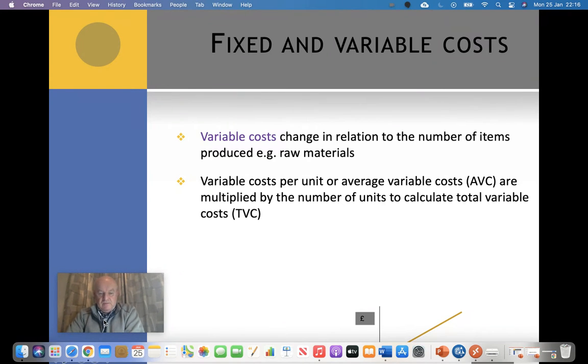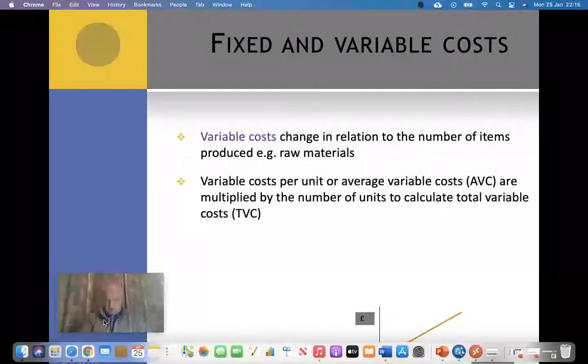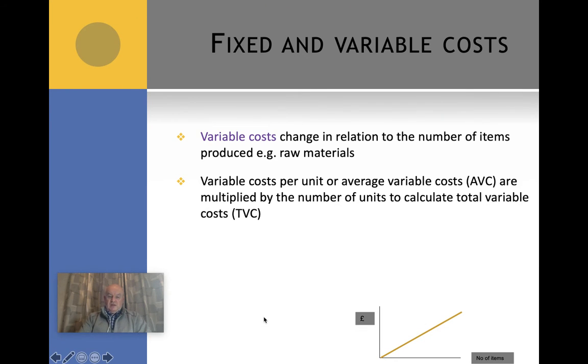Now, let's just move me down there a minute so you can see this slightly better. So we've got variable cost per unit, or average variable cost, and we can multiply that by the number of units to calculate our total variable cost. Okay, so in this instance, we might be given the variable cost per unit, or the average variable cost, and then we need to multiply that by the number of units to get our total variable cost. So if we know what our average variable cost is, we can times that by the quantity of units that we're producing, and that will give us our total variable cost.